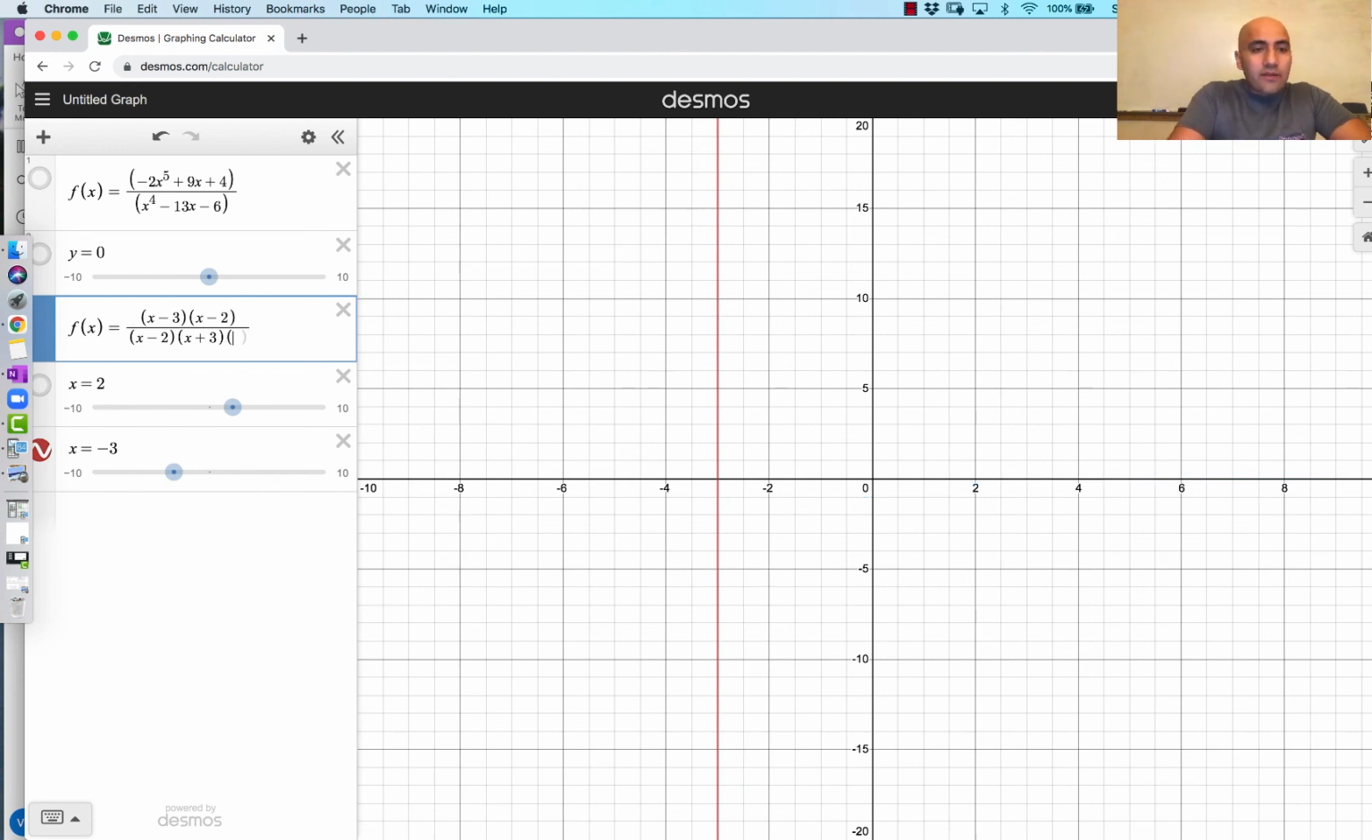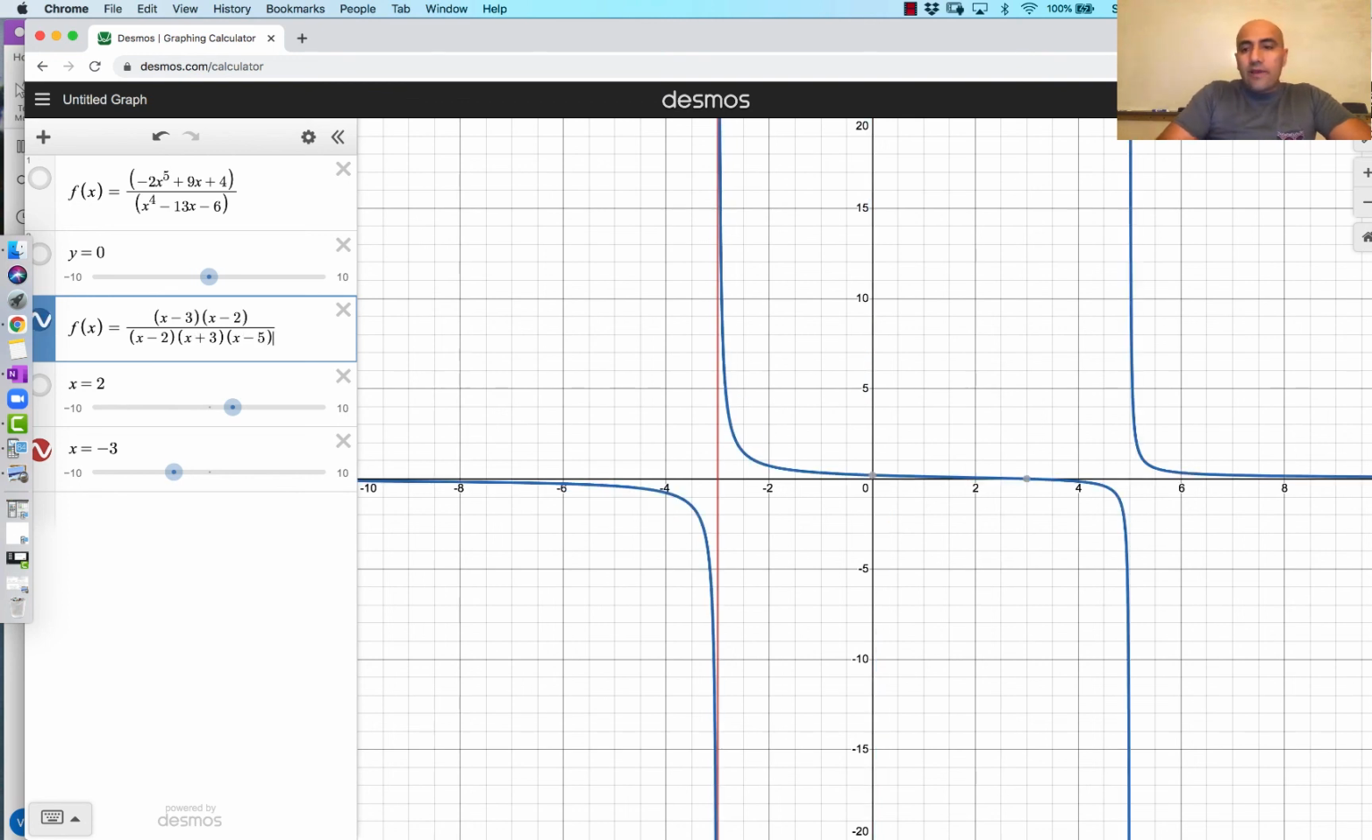If we have another term down here, like x minus 5, well, now we have another vertical asymptote there. So now we have a vertical asymptote at x equals 5, a vertical asymptote at x equals negative 3, and then because these two canceled, that means we have a hole at x equals 2. There'll be a little hole right in there. Desmos doesn't really do a good job of that part, but we could see it there. Okay, all right, so polynomials in their factored form are very helpful to be able to identify where the vertical asymptotes are and where the holes are.